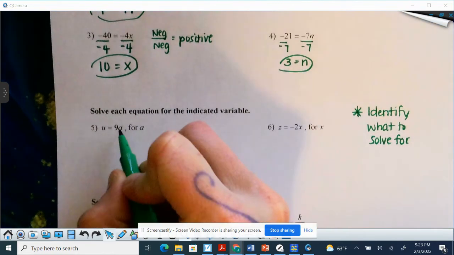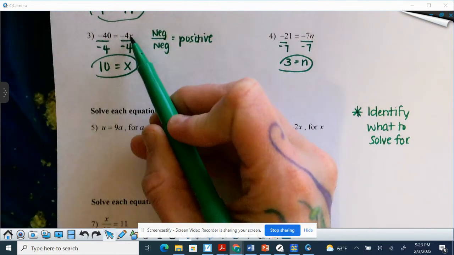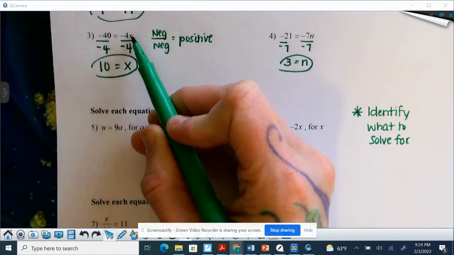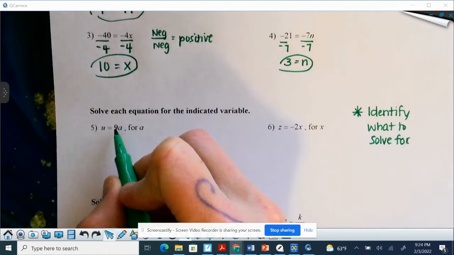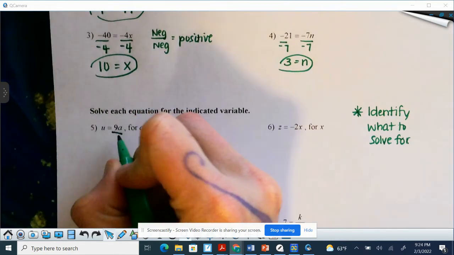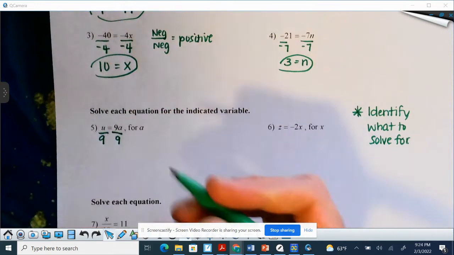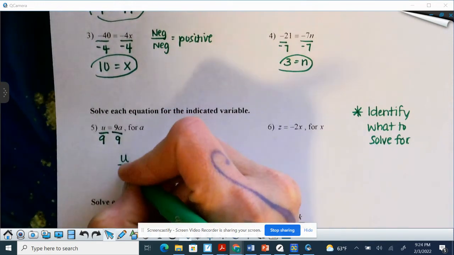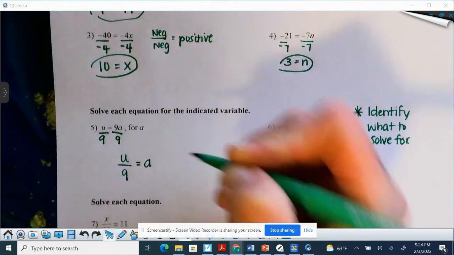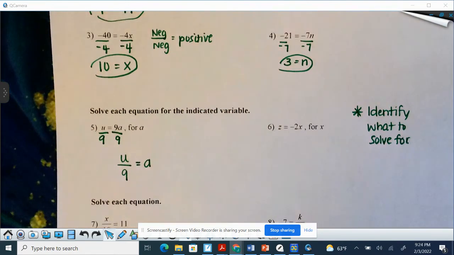To get a by itself, just like we got x by itself up here, where it was negative 4 times x and we divided by negative 4, this is 9 times a, so the inverse of multiplication is division, and we're going to divide both sides by 9. That's going to be u over 9 equals a. That looks crazy, but the question is, is a by itself? Yes, so you just solved for a with two variables. It's not going to ever give you an output of just a single number because there are two variables and letters can't just disappear.